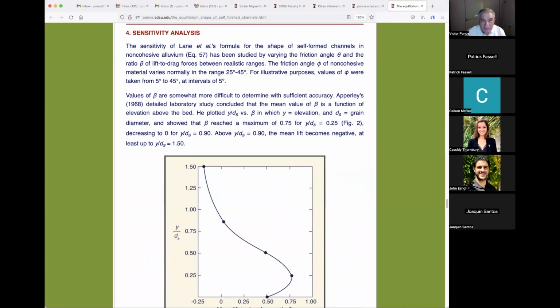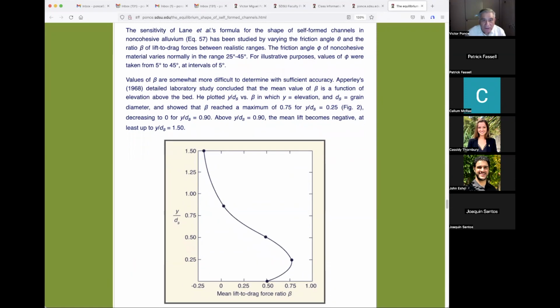Sensitivity analysis: formulas for the shape of channels have been studied by varying the friction angle and the lift ratio beta of lift to drag between realistic ranges. The friction angle for non-cohesive material varies normally in the range 25 to 45. I said earlier it was 20 to 45. This really doesn't matter. It depends on what type of sand you take. But 25 to 45 is what he said. And for illustrative purposes, values of phi were taken from 5 to 45 at intervals of 5.